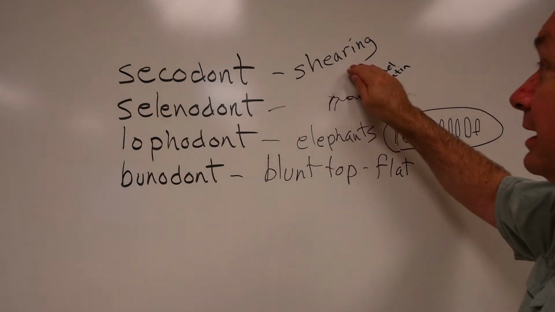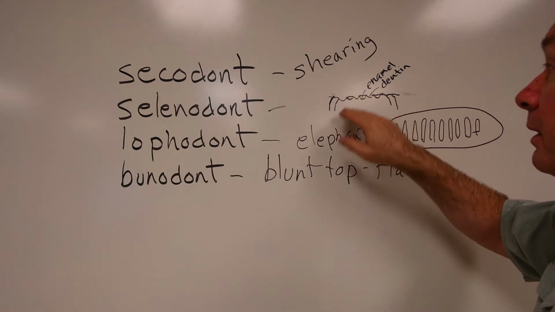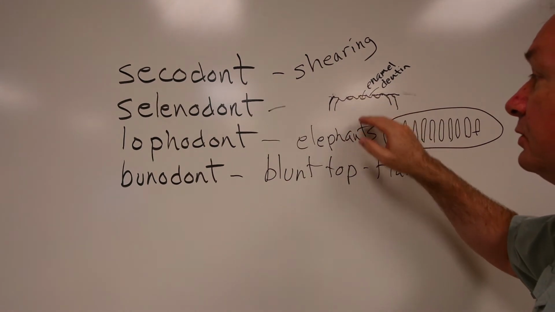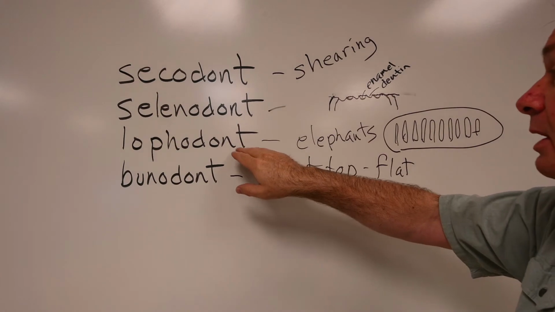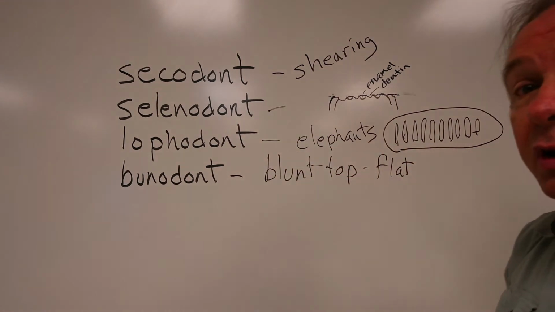So we've got shearing teeth, we've got solenodont type teeth with a rough grinding surface. We've got the exaggerated form of that in elephants, the lophodont type tooth, and then we've got the bunodont type tooth.